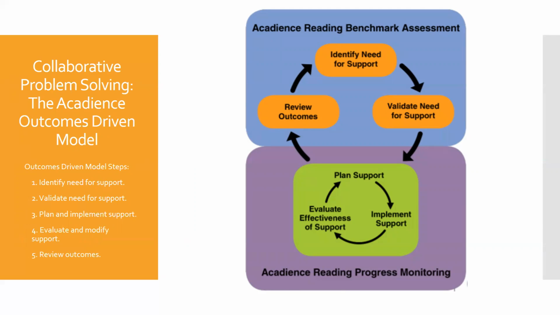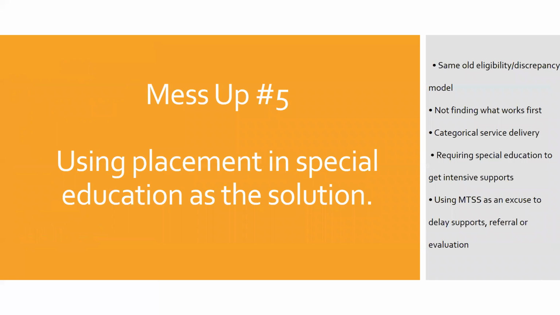So I just wanted to review that with you as well. And the final one, mess up number 5, is using placement and special education as the solution. We want to make sure that if we are ready for multi-tiered systems of support, that we are not using the same old eligibility or discrepancy model to decide on whether there's a specific learning disability.